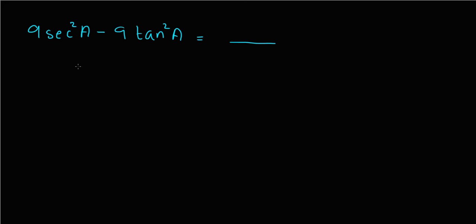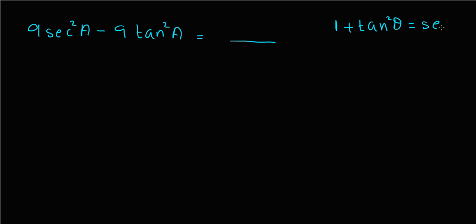So this is my next question. So I see that I have sec square and tan square. So the immediate thought that I get is to see the identity involving tan and sec. So we know that 1 plus tan square theta is equal to sec square theta. So sec square theta is 1 plus tan square theta. I'll use that over here, 9 sec square A can be written as 9 times 1 plus tan square A using this identity.